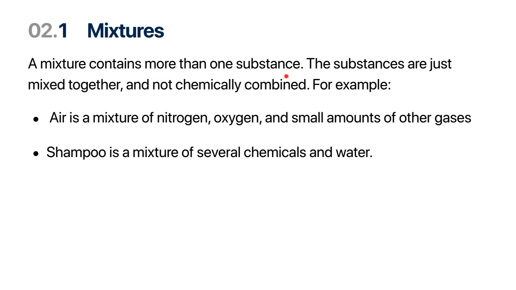A mixture contains more than one substance. The substances are mixed together and not chemically combined. Air is a mixture of nitrogen, oxygen, and small amounts of other gases, being carbon dioxide and others. So let me just write that down: carbon dioxide and O2 and nitrogen. Notice how these are compounds in their own right, but compounds can form a mixture, right?